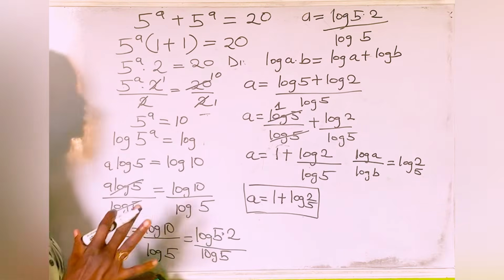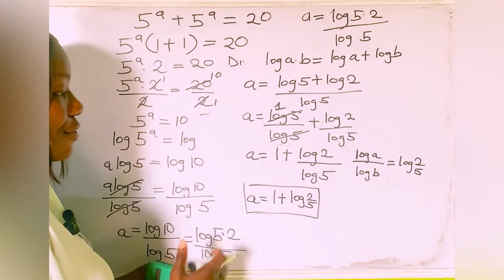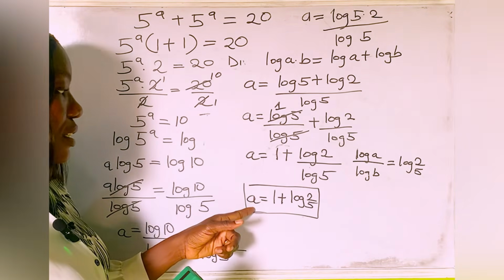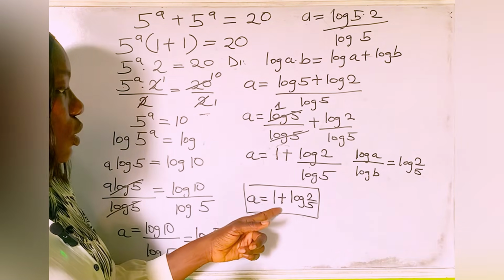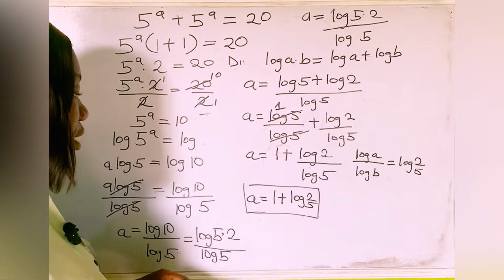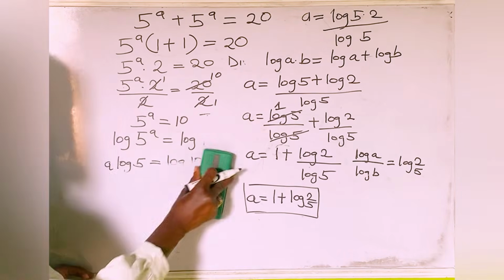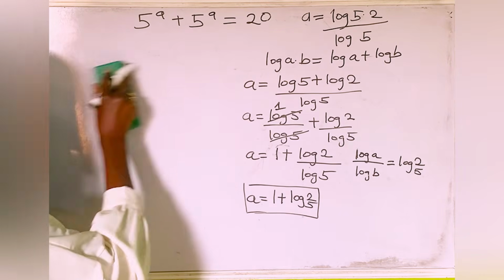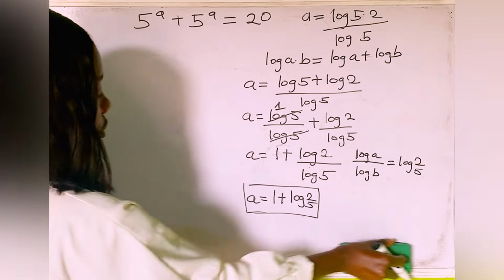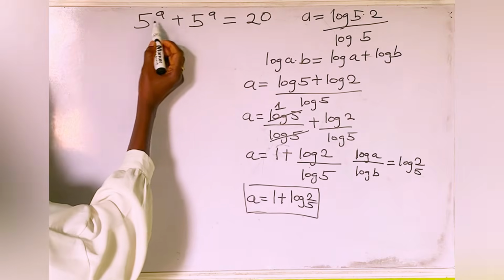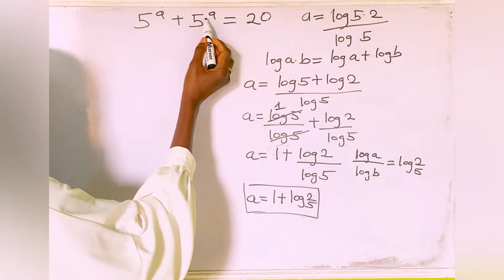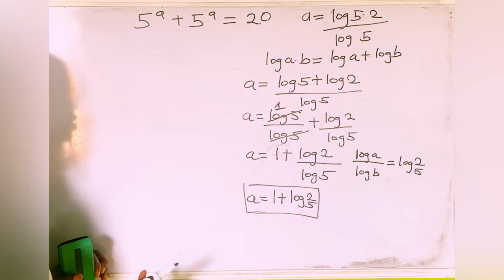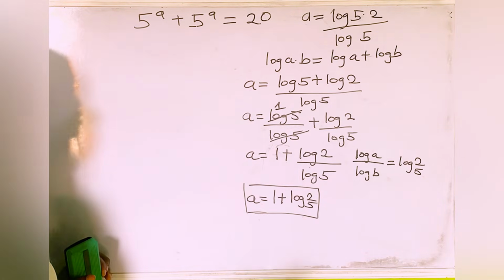Now, we are not done yet. We have to verify and check if a in its actual sense is equal to 1 plus log 2 base 5. So let's do a verification using our initial question. We have to go back to the question that we first started with, which is 5 raised to the power a plus 5 raised to the power a is equal to 20. Now let's check if a is actually equal to this. If you get that, it means your answer is correct.